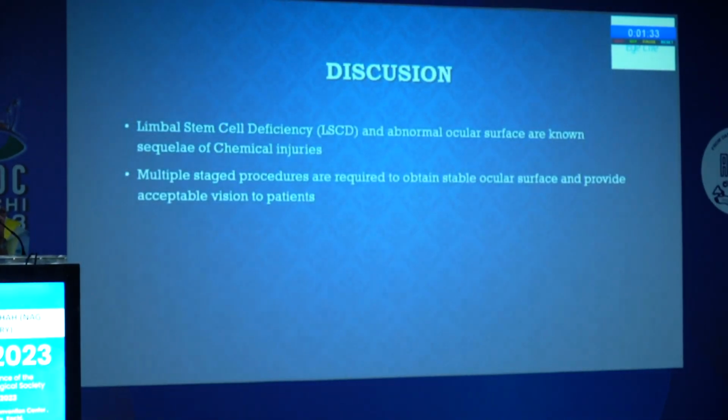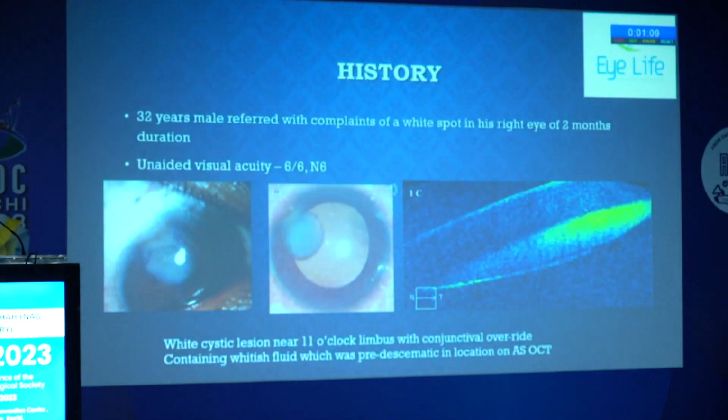So my concluding remarks about the case would be that limbal stem cell deficiency and abnormal ocular surface are known sequelae of chemical injuries, and no matter how well you treat the chemical injury in the acute stage, you will still end up with such situations, and they need long-term follow-up and multiple surgical procedures, which can help obtain a good ocular surface and provide acceptable vision to patients. This is my second case.